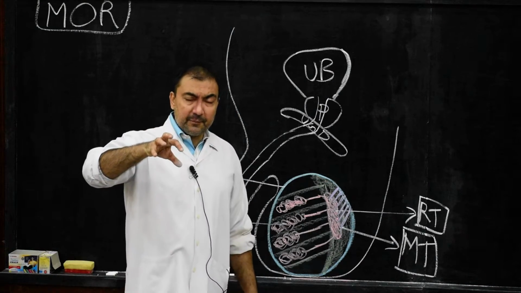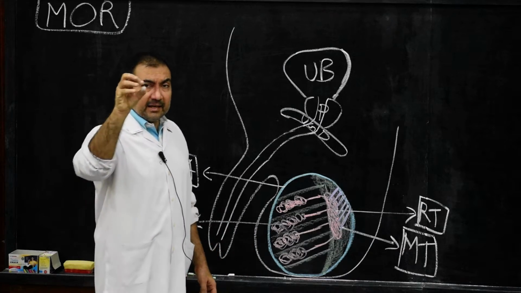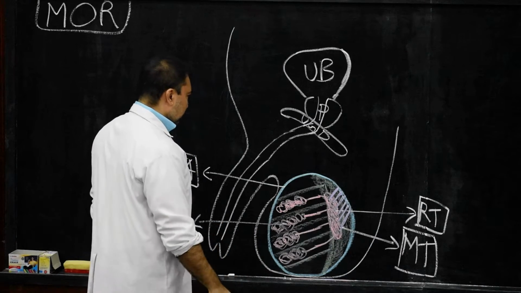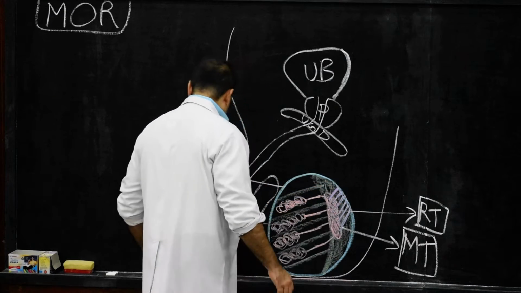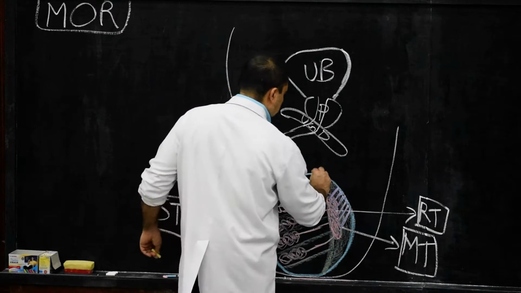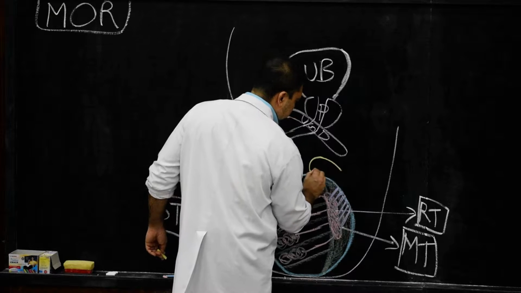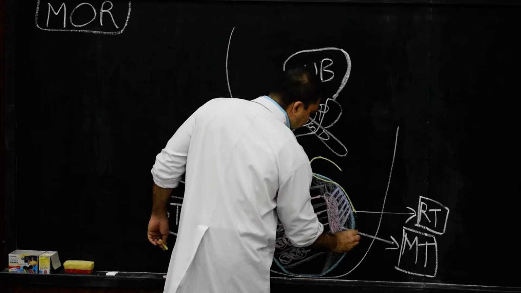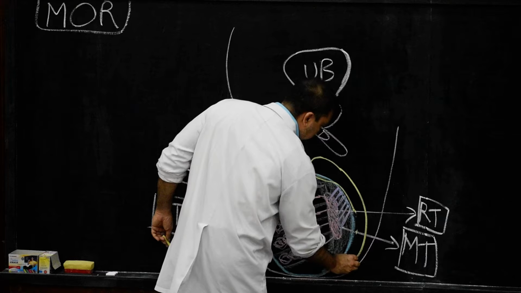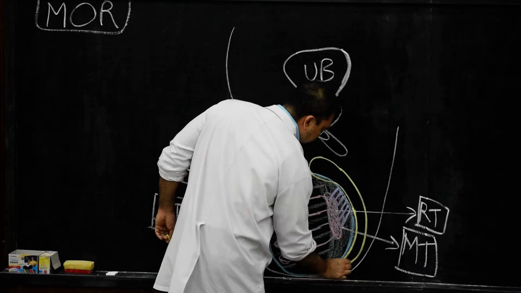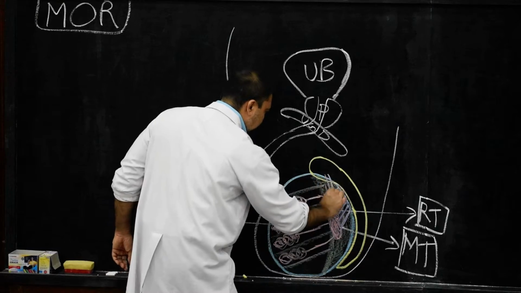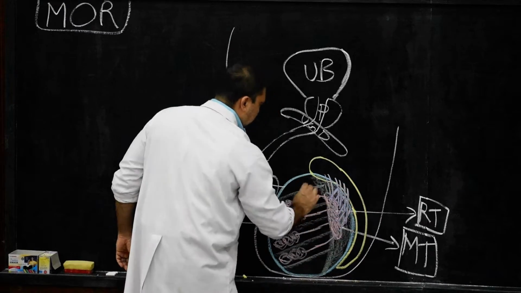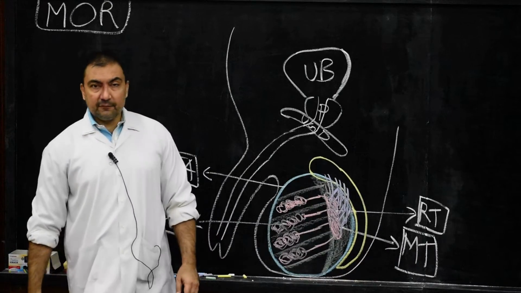As they enter the head of epididymis, they will form the canal of epididymis. So once they enter the head of the epididymis here, they will form the canal of the epididymis. They are going to enter inside this head where it forms the canal of epididymis.